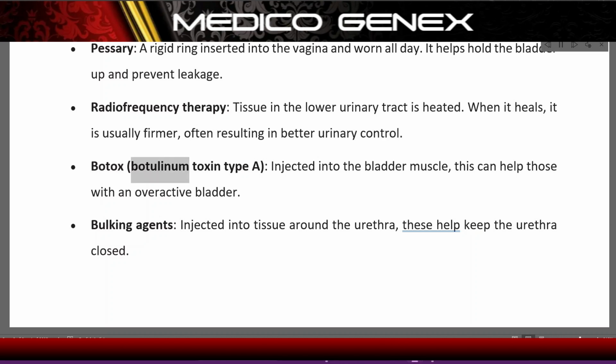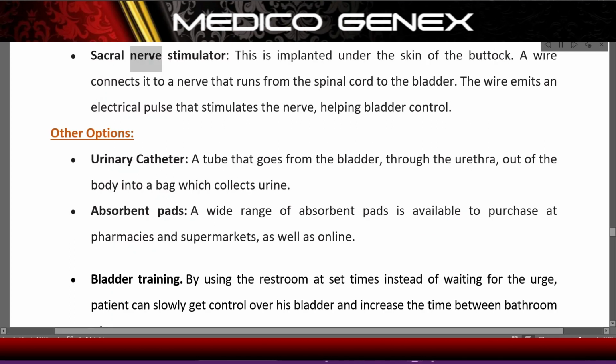Botox, botulinum toxin type A, injected into the bladder muscle. This can help those with an overactive bladder. Bulking agents, injected into tissue around the urethra. These help keep the urethra closed. Sacral nerve stimulator. This is implanted under the skin of the buttock. A wire connects it to a nerve that runs from the spinal cord to the bladder. The wire emits an electrical pulse that stimulates the nerve, helping bladder control.